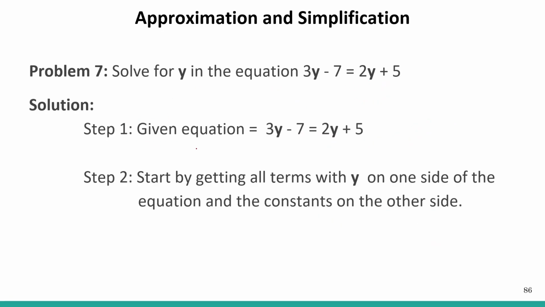So let's see the solution. Step 1 is what? Given equation 3y minus 7 is equal to 2y plus 5. Start by getting all the terms with y on one side. So what we did was we took 2y to the left hand side and we got all the constants to the right hand side.